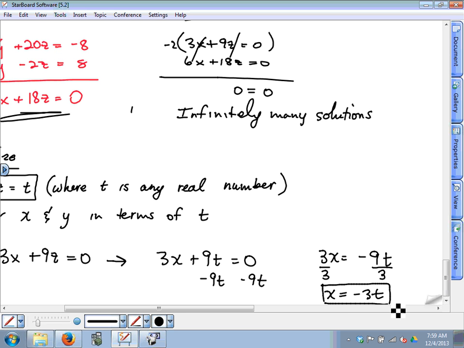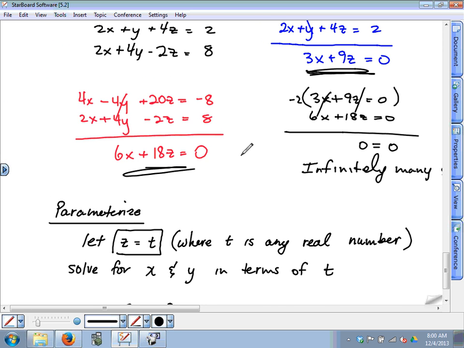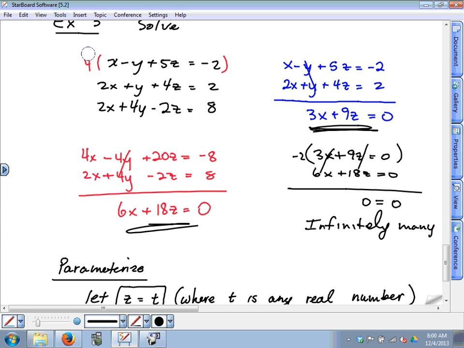What's the only variable we don't know? We don't know the y variable. So we take both of the known values now, that z is equal to t and that x is equal to negative 3t. We go back up to one of the original equations, and again, it doesn't matter which one. Choose one of the original ones you think is going to be the easiest. I'm going to choose the middle one.